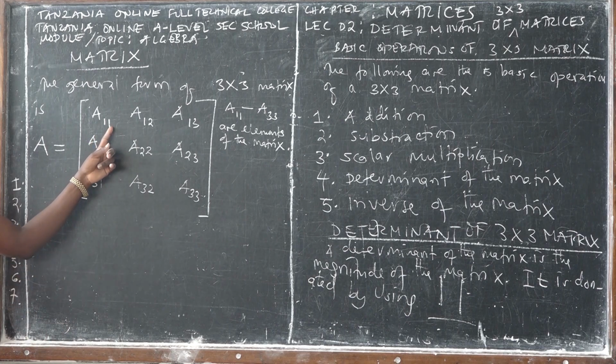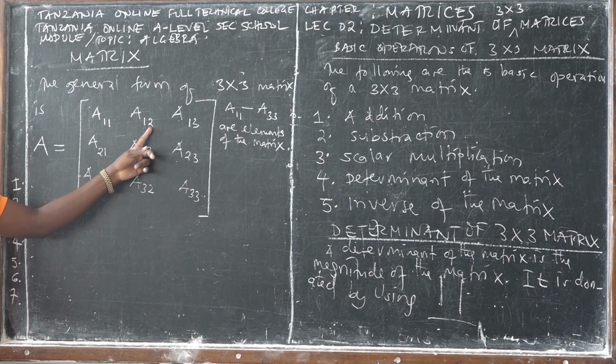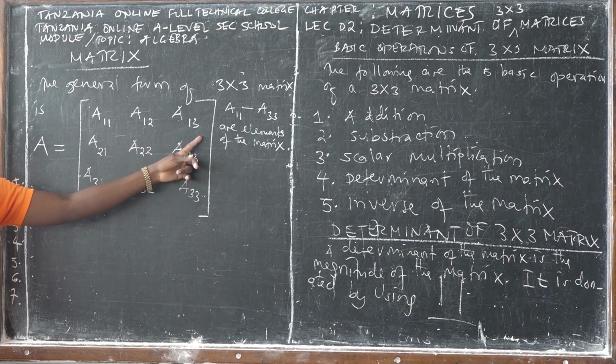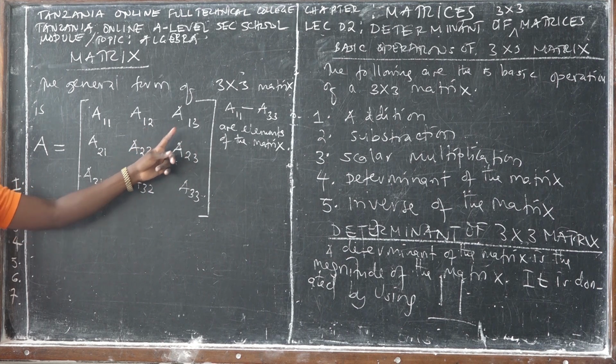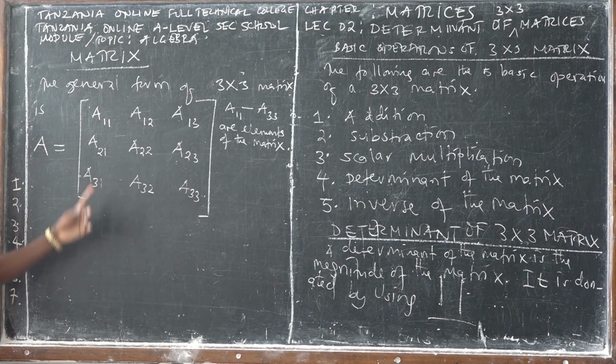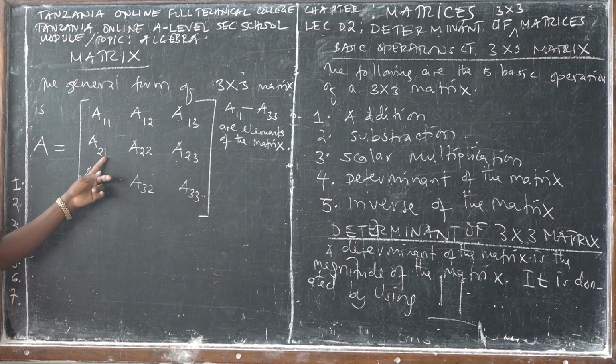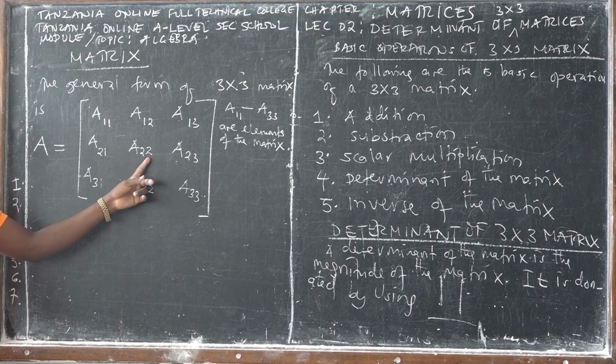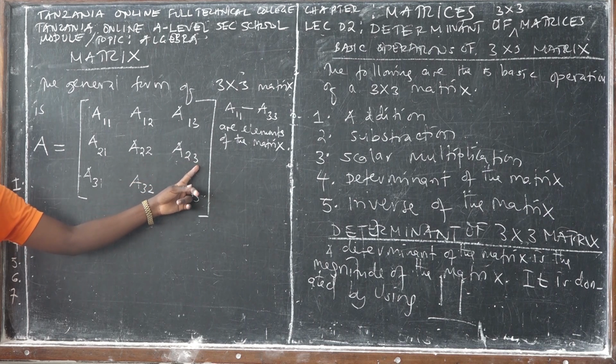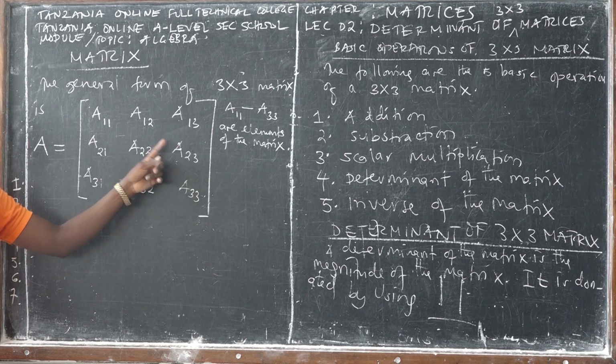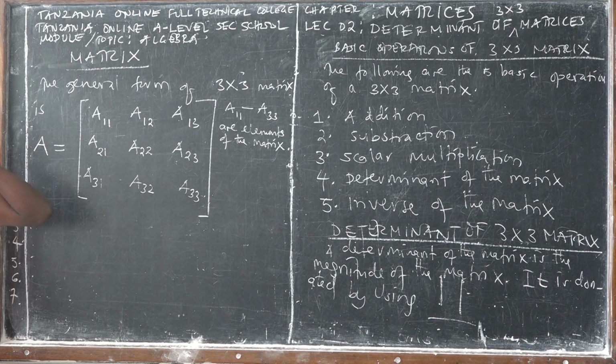This is the first column. This one is the second column. This one is the third column. That's why we have A12, A13. This one is A, first column. This one, second column. This one, third column. And this one, third column.